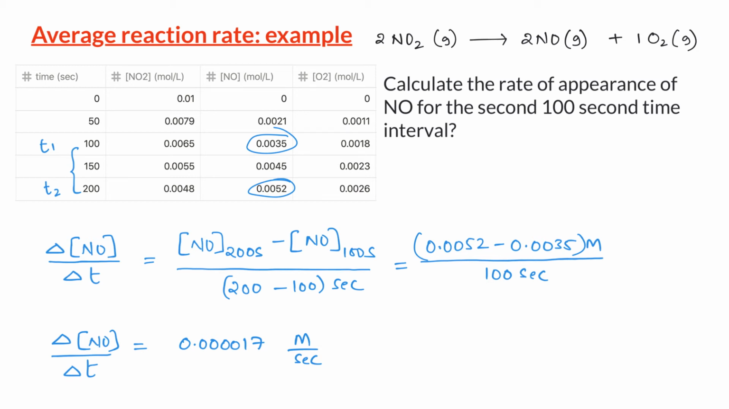rate of its appearance. One of the disadvantages of average reaction rate is that whenever we talk about it, we need to specify the time increment in which it is calculated. That is, if it is a 50-second interval or a 100-second interval or something else. So, instead of average rate, we can use instantaneous rate to express how fast the reaction proceeds. In the next slide, we will learn what an instantaneous rate is.